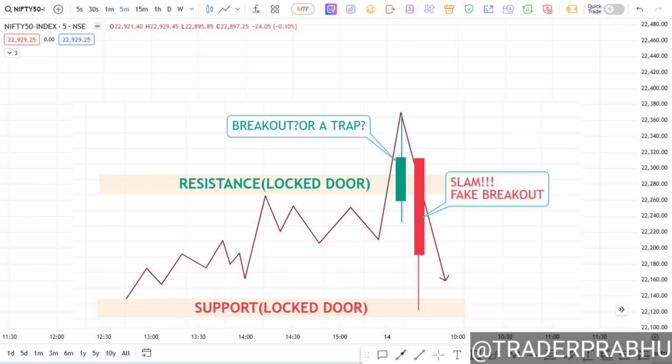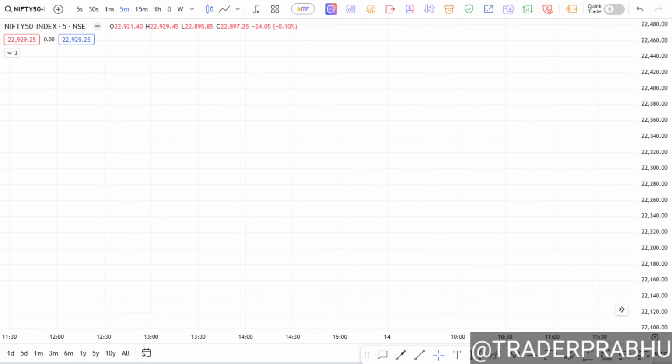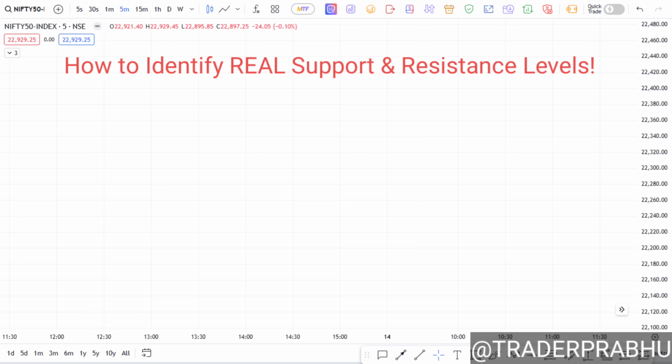Alright, now that you understand the concepts, it's time to learn how to find these key levels the right way. Most traders just draw random horizontal lines and think, oh, price touched this level twice, so it's support. Wrong. There is a better way, and I will show you in this video. So make sure you stick around and keep watching. Let's move to the next part, how to identify real support and resistance levels.